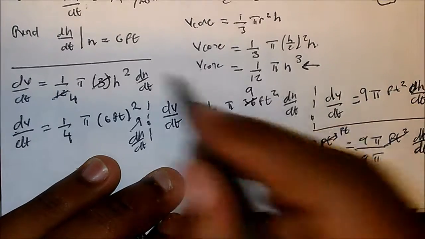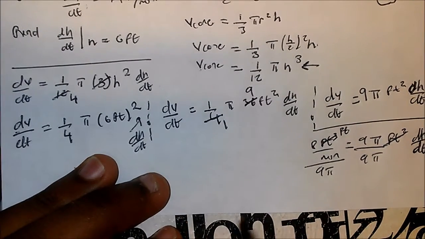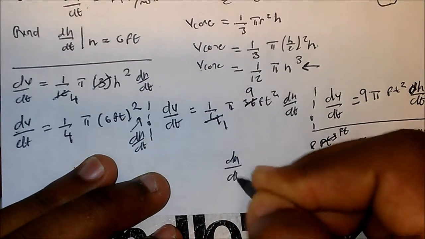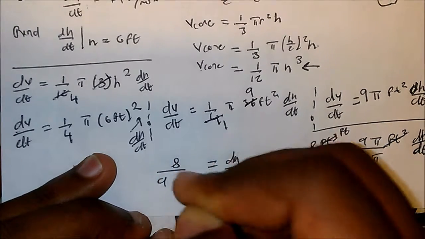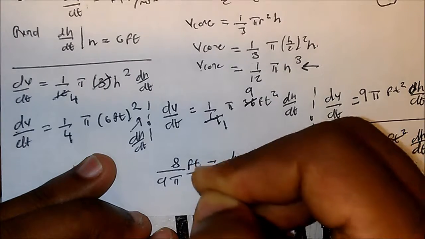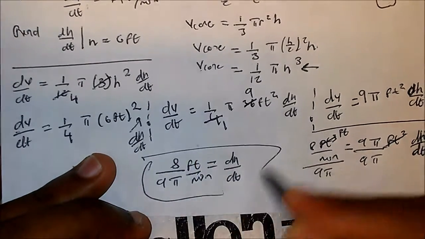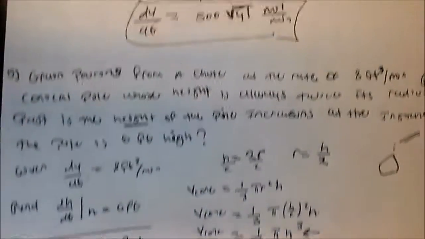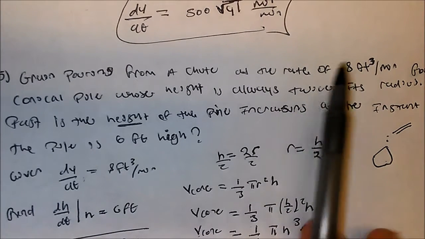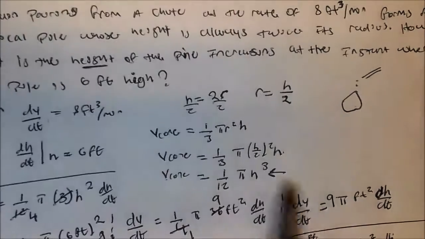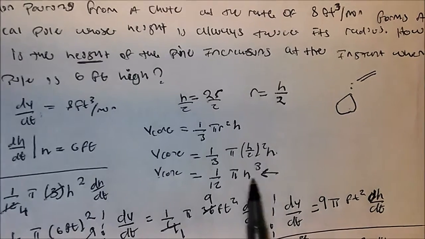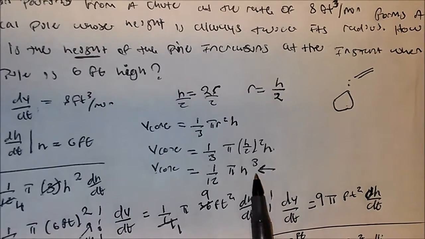I'm sorry, guys, but you've got to follow me. My final answer: dh/dt equals 8 divided by 9 pi feet per minute, with my units. So in this problem, you have to realize that the fact that they give you that the height is always twice its radius is the tricky part. You've got to find that, because we really don't know anything about r. Plug that into the formula to get the actual formula that we're going to use and differentiate.